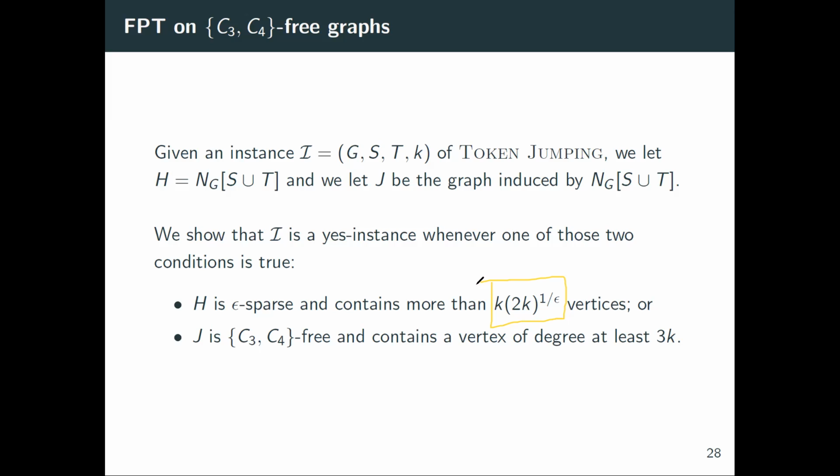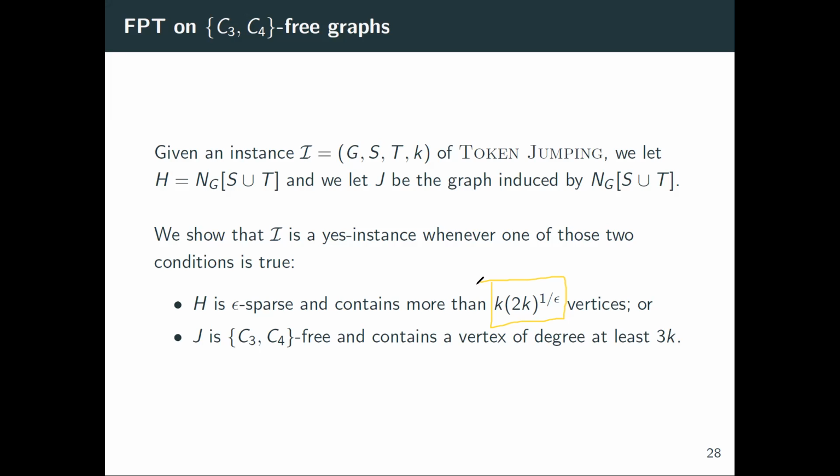So now you are stuck with what happens inside J, the closed neighborhood of S union T. It turns out that if you have C3, C4 freeness, the only thing you need on top of that to guarantee a yes instance is a vertex of degree at least 3K.